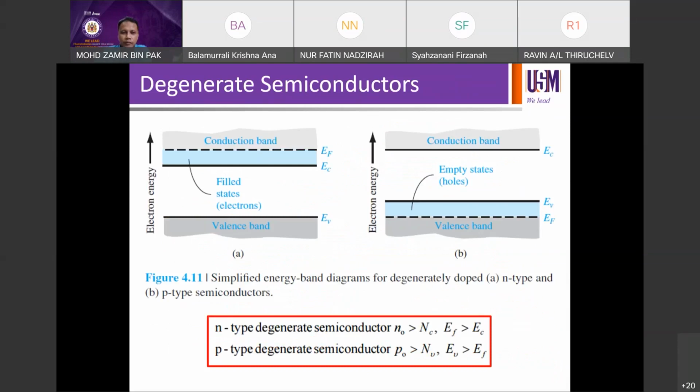Okay. So let me just finish off with this slide, okay? In 1-2 minutes. So in this particular condition, your EF, so now note where is your EC and EV.